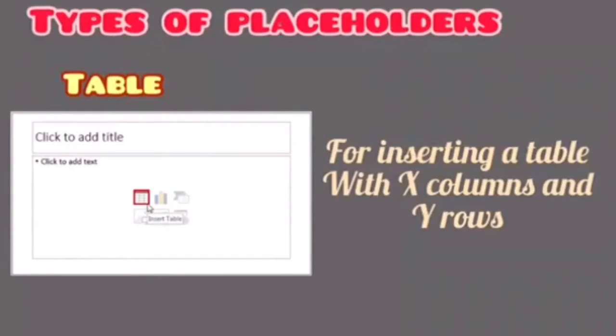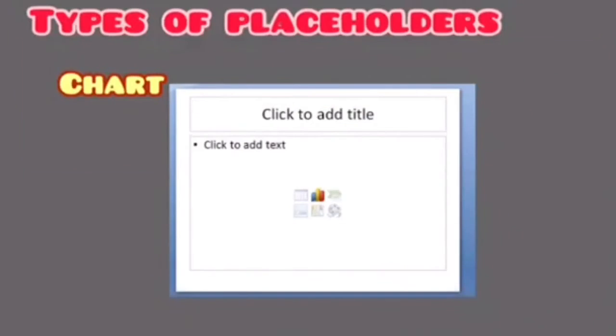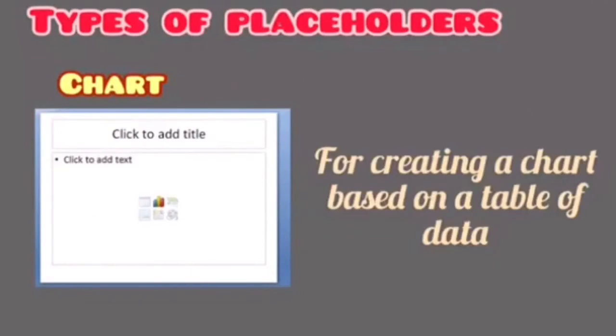Next, in that content placeholder we have table. You can see the picture of a table which is marked in red color. It is used for inserting a table with columns and rows. We can select how many rows and how many columns. Next is chart. You can see the colored boxes there. That is used for creating a chart based on a table of data. Whatever data we want, you can type it there in the form of a chart.